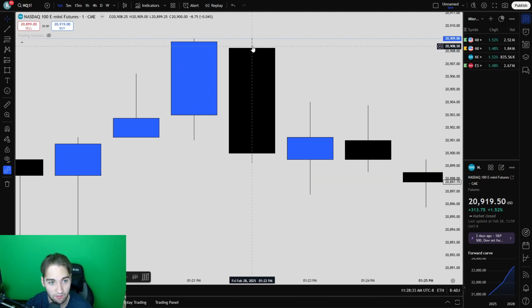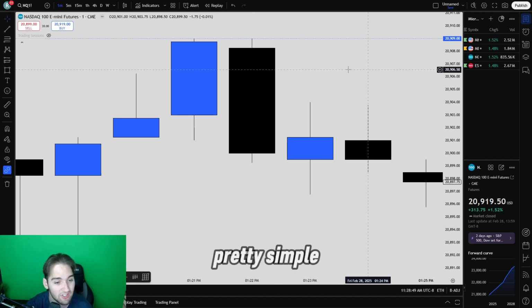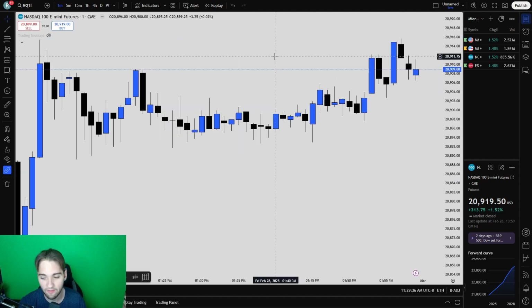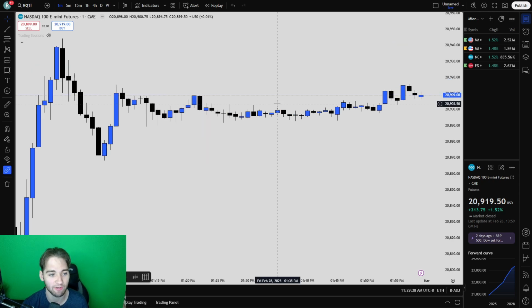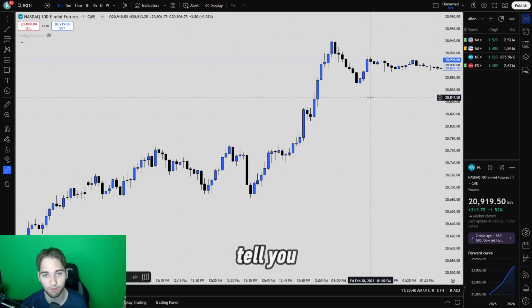Remember the wicks came up during the 1 minute, came down right here, and then it came up right here and closed here, all right? So basically it's telling you the market went down and the wicks are telling you what price did during the 1 minute. Pretty simple, guys. There it is, guys. That's how you read candlesticks. So each of these candlesticks are going to tell you just that.